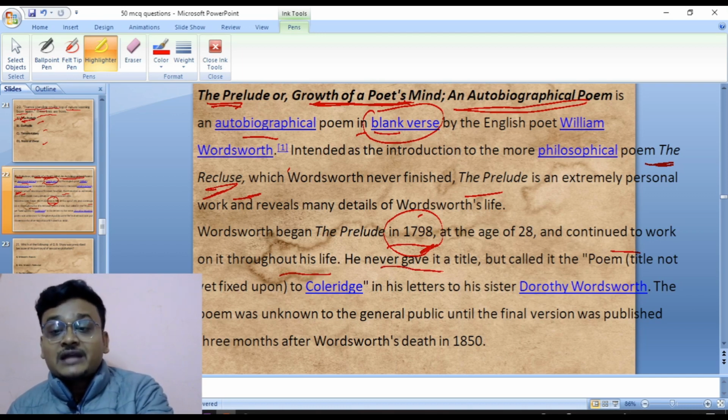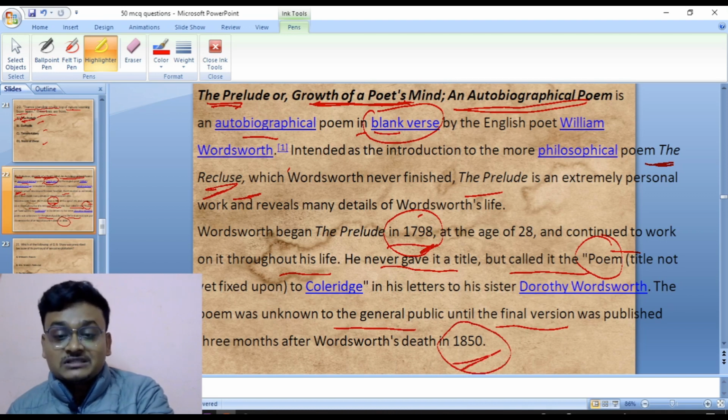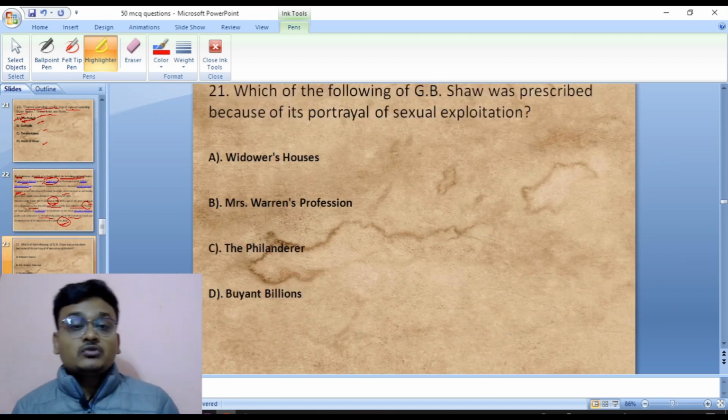But he never gave it a title, calling it only the poem to Coleridge in his letters to his sister Dorothy Wordsworth. The poem was unknown to the general public until the final version. So when was the final version published? The final version of this poem was published in the year 1850. So it was published posthumously, that means after the death of William Wordsworth. He intended to include this poem in his philosophical poem, that is the Recluse.